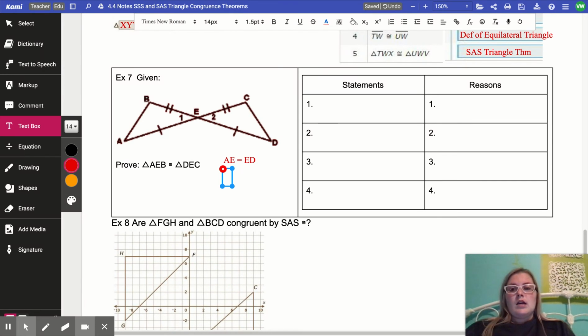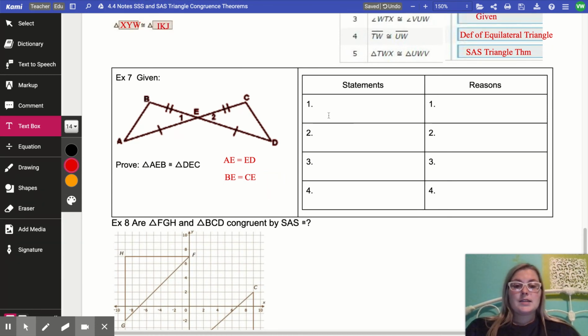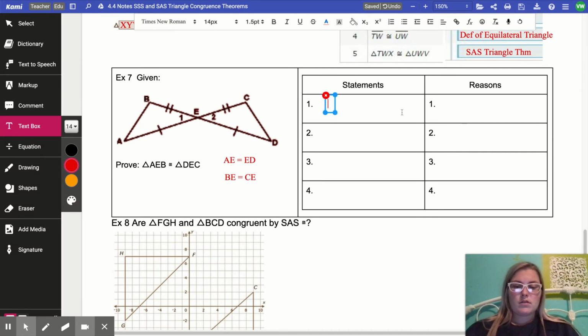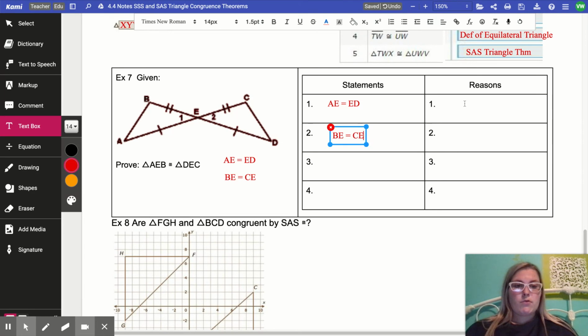All right, it also gives me that BE is equal to or congruent to CE because both of those lines have 2 tick marks. And that's it for my given statements. So I'm going to go ahead and fill those in. AE is equal to ED, and BE is equal to CE. And both of those reasons, well, the diagram gave it to me, so they're given.